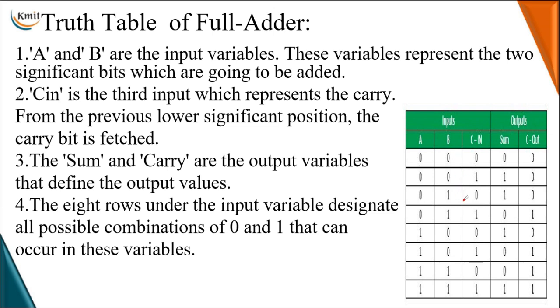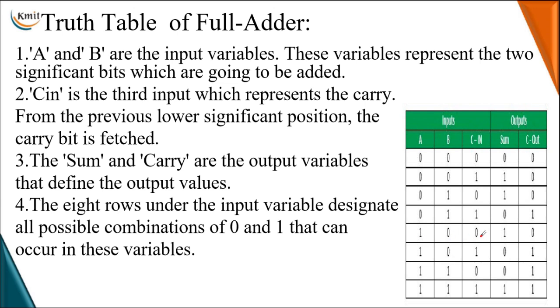Next, 0 plus 1 is 1, which is the summation of A plus B, and to that summation of A plus B we add C in, which is 0. So 1 plus 0 is 1, carry output is 0. Next, 0 plus 1 is 1, 1 plus 1 is 2. Here 2 is equivalent to 1 0 in binary. So the least significant bit is considered as the summation bit, and the most significant bit is considered as the carry output. So now the carry output is 1, where the summation bit is 0 for the combination 0 1 1.